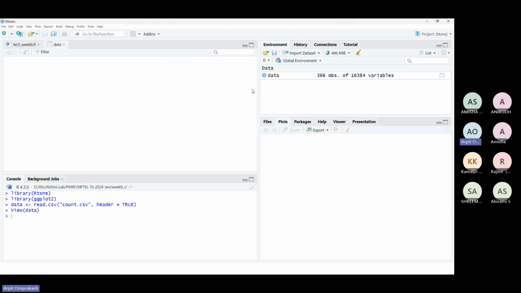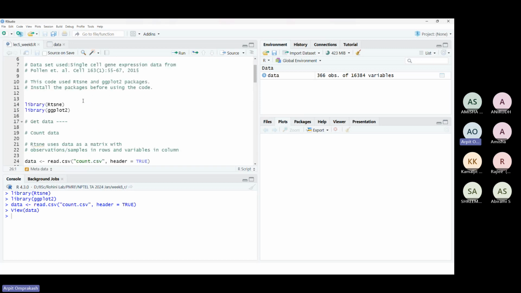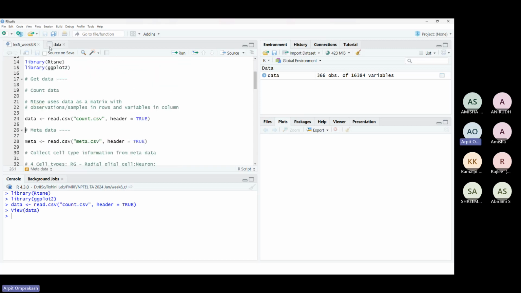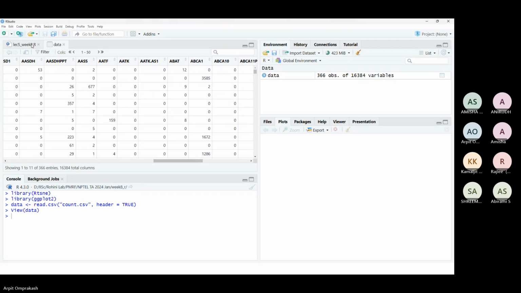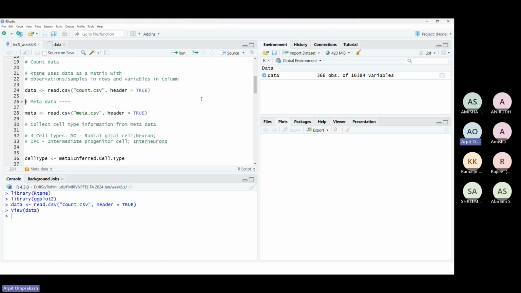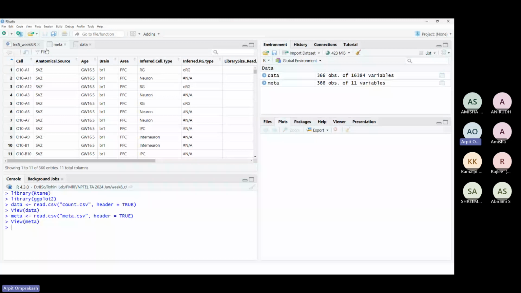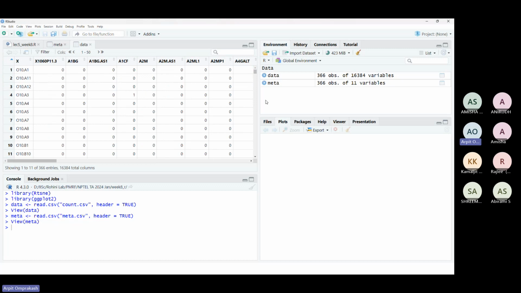So it's a big data frame, so it takes time. So basically what we have is gene expression. So these are the different samples, and these are the different genes and the count. Okay, so we have count data. Then again, we have some metadata also. So what is the metadata? So, okay, in the data we have basically 16384 columns or genes and 366 samples.